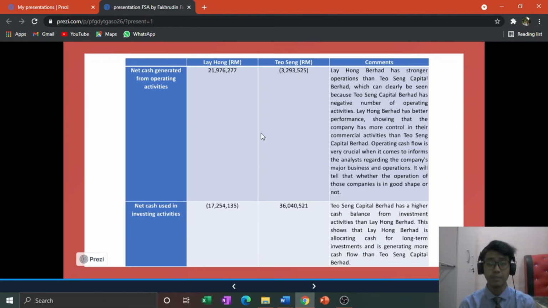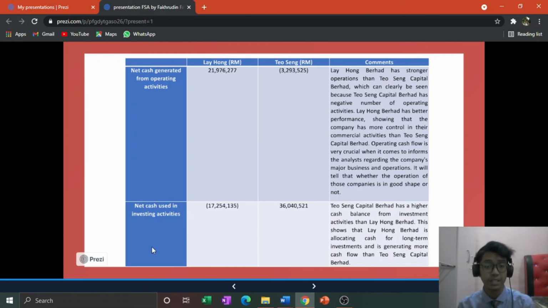Leh Berhad has better performance, showing that the company has more control in their commercial activities than Teo Seng Capital Berhad. Operating cash flow is very crucial when it comes to informing the analysts regarding the company's major business and operations. It will tell whether the operation of those companies is in good shape or not.